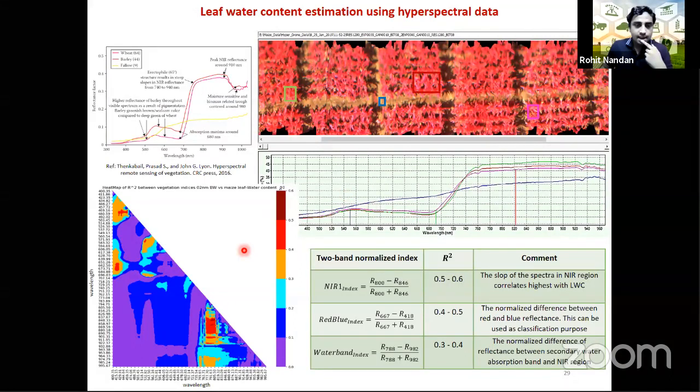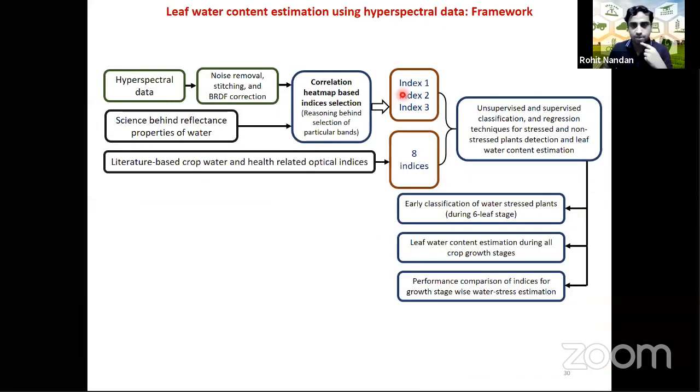Using this, we created the heat map using the R square between these variables. We found that if the R square value is high, then we selected those indices to use for the leaf water content estimates. So we use these three indices which we selected from earlier analysis, and we also use the eight indices which are already developed and which we have taken from the literature.